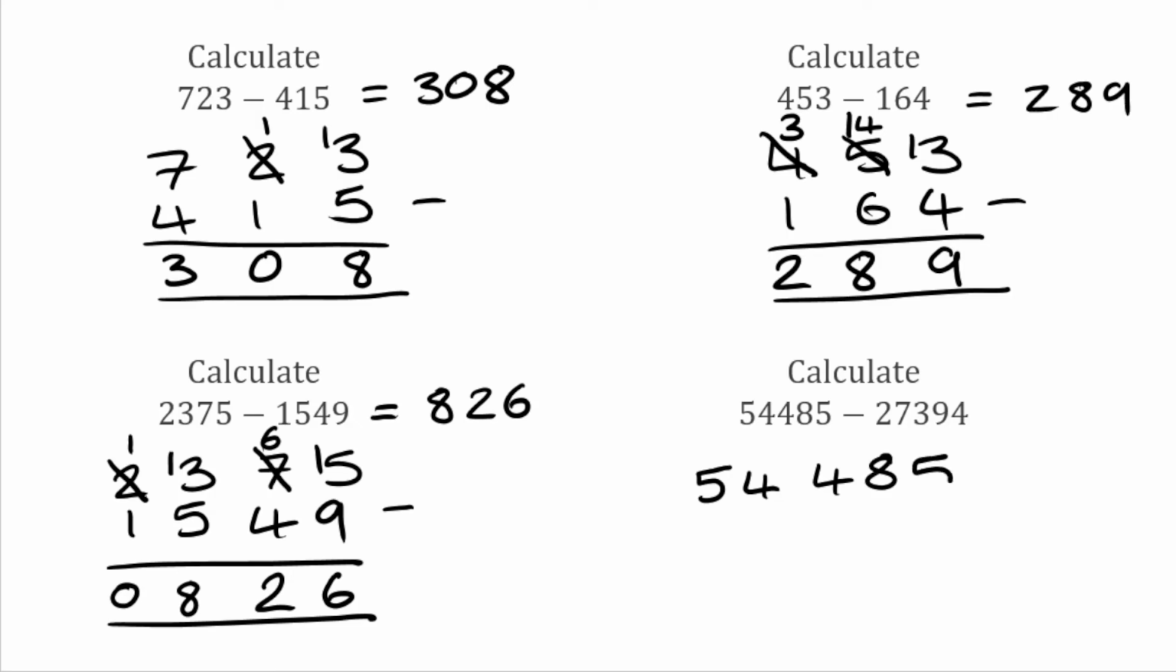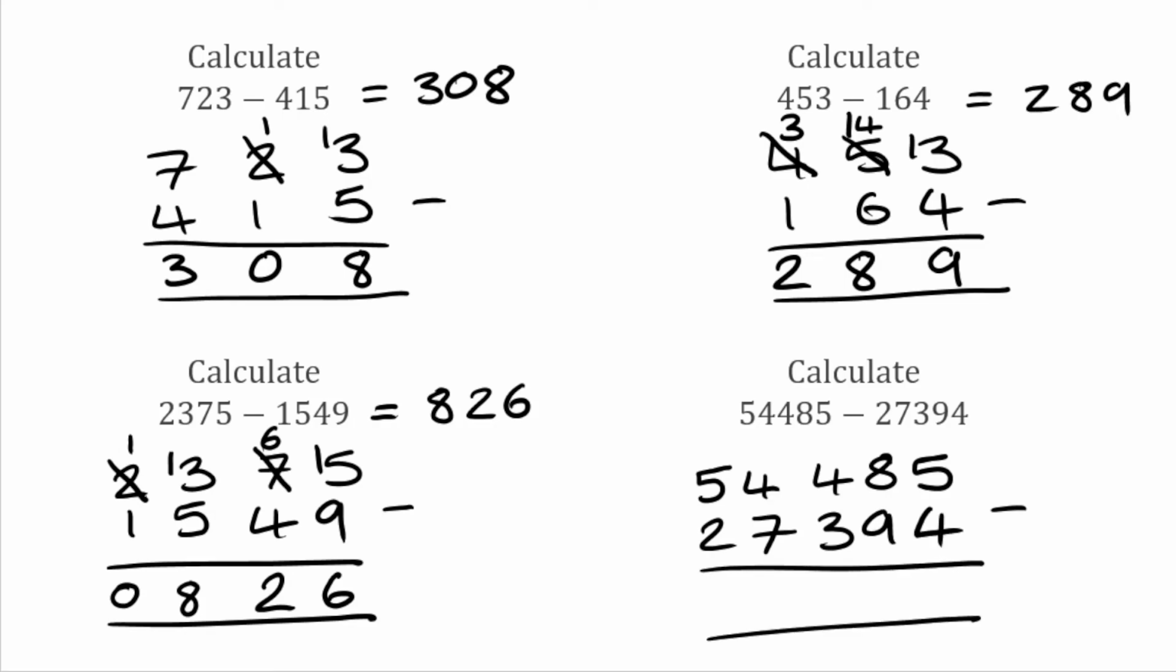And for our final question today, we have 54,485 take away 27,394. So as we've done with all of these, starting from the right-hand column, we have 5 take away 4, which is 1. We then have 8 take away 9, which would give us a negative number, so we're going to borrow from the 4. 4 becomes 3, and then we put our 1 in front of the 8. So we'd have 18 take away 9, which is 9.